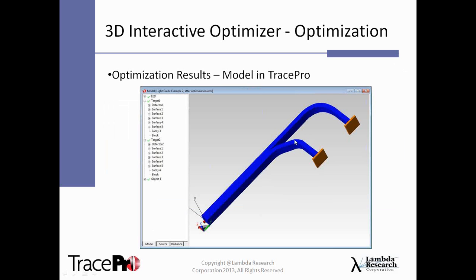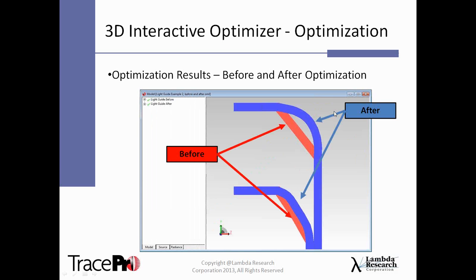Here's that model then sent back to TracePro. We can see the changes in our profiles. To make it a little more obvious, the obligatory before and after picture. The red portions are what the light guide looked like when it started. And then the blue profile is the result after the optimization was run.